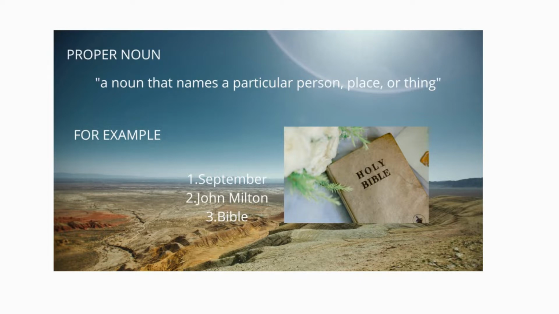For example, September. September is a particular month in the year. Second example is John Milton, who is a particular literary figure in the English history. Third is the Bible, which is one of the particular four holy books, and one of them is the Bible.